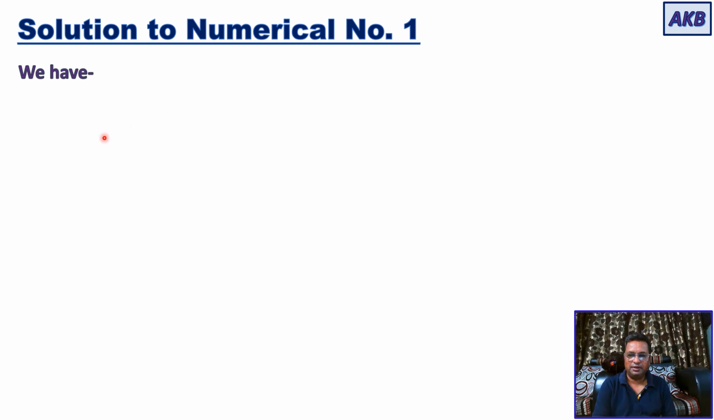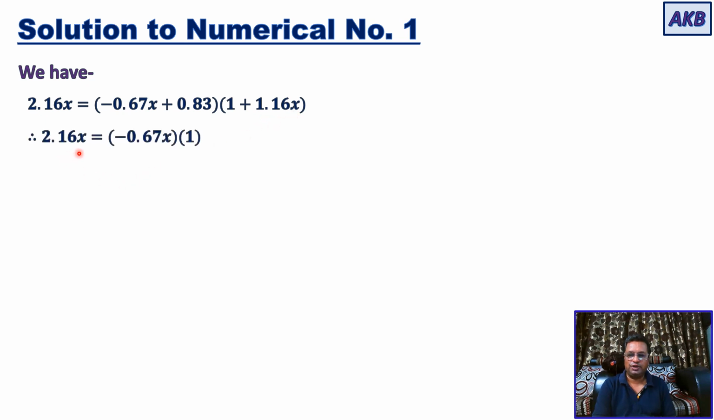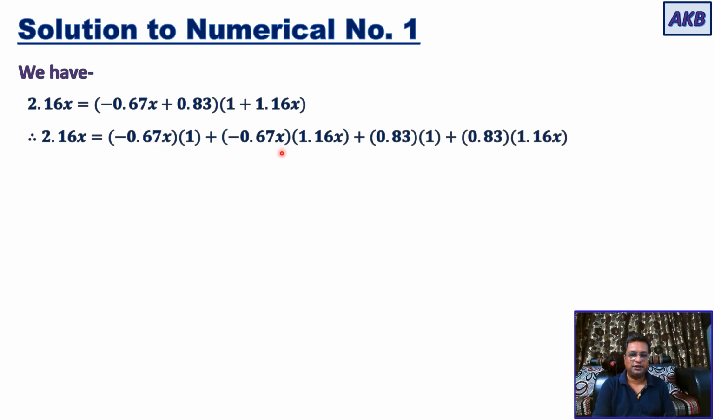So I have shown the simplification. So you have 2.16x is equal to minus 0.67x plus 0.83 plus 1 plus 1.16 into x. So that is 2.16x is equal to minus 0.67x into 1 plus minus 0.67x into 1.16x plus 0.83 into 1 plus 0.83 into 1.16x. I have multiplied these two brackets. That is 2.16x is equal to 0.67x minus 0.78x square plus 0.83 plus 0.96x.